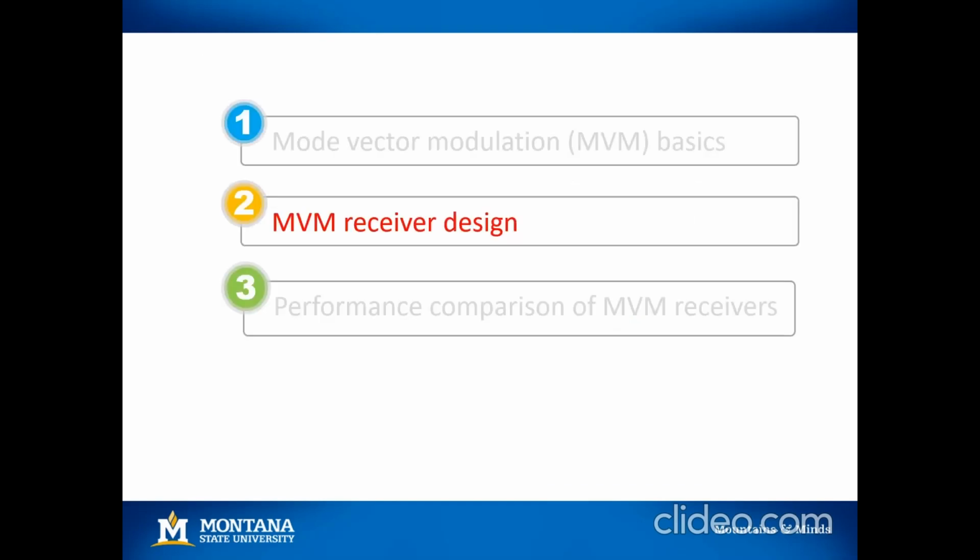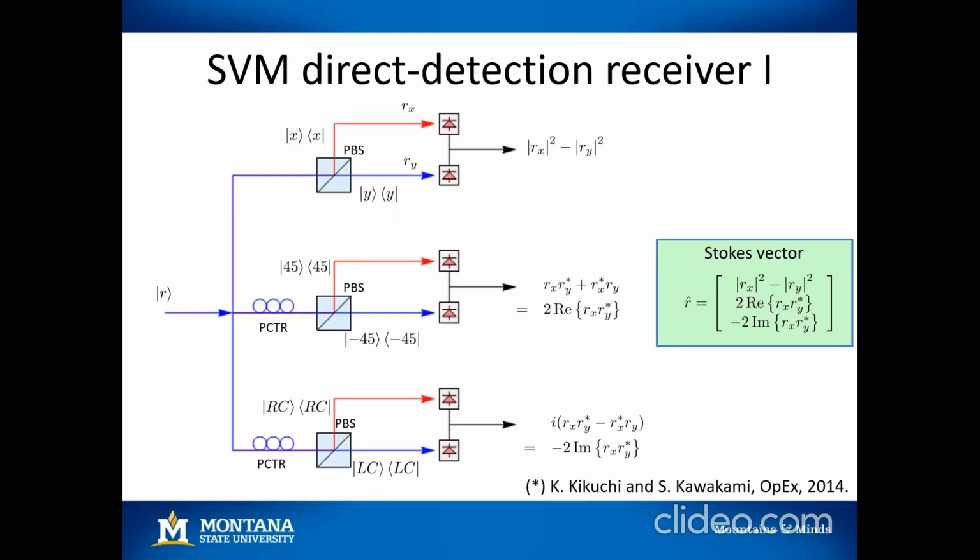Moving now to the receiver design, I start from the case of 2 degrees of freedom, a single mode fiber, where mode vector modulation has a special case, Stokes vector modulation. Here I show a polarimetric direct detection receiver, where the incoming signal is split into 3 branches, and each one of the branches measures 1 Stokes component. The design, for example, can be found in the paper listed at the bottom of the page.